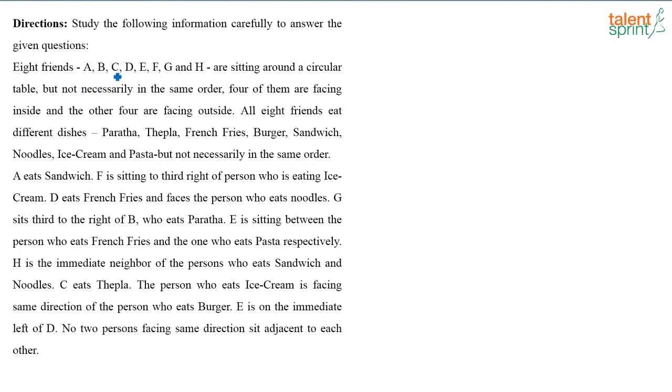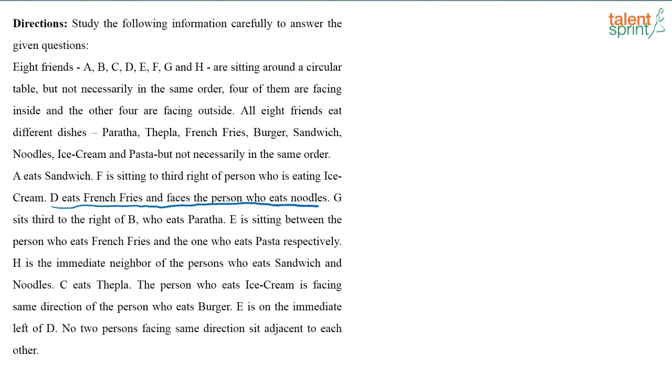What is given here? 8 friends A, B, C, D, E, F, G and H are sitting around a circular table, but not necessarily in the same order. 4 of them are facing inside and the others are facing outside. All the 8 friends eat 8 different dishes as given below. A eats sandwich. F is sitting third to the right of the person who is eating ice cream. D eats french fries and faces the person who eats noodles.